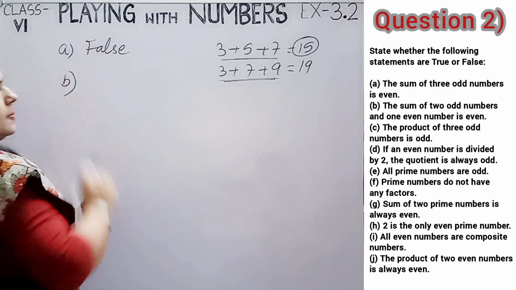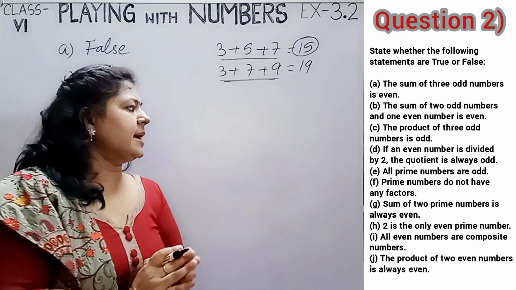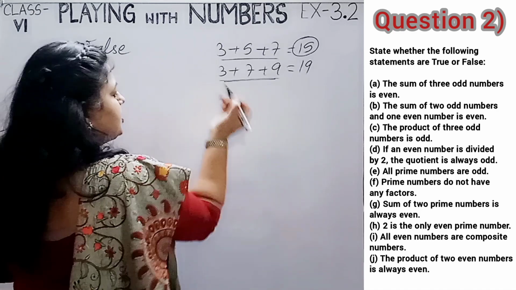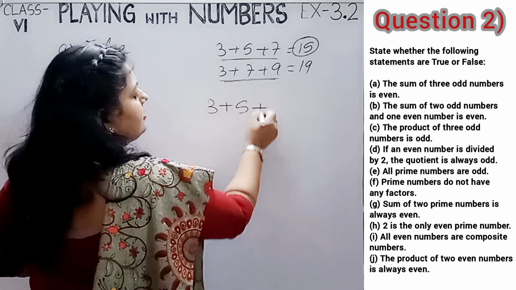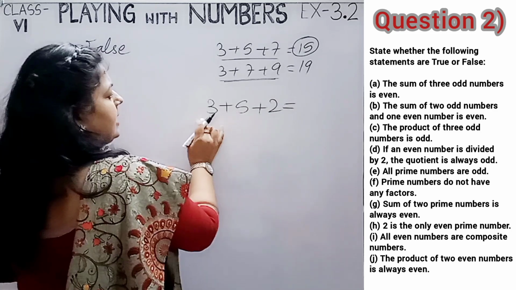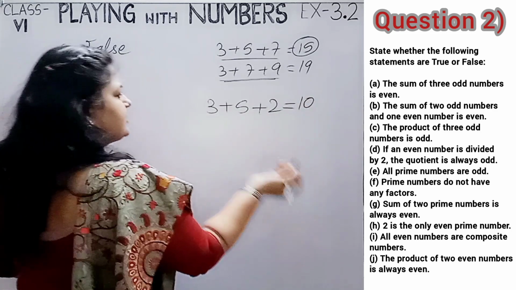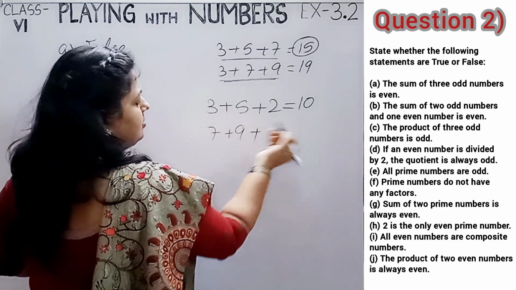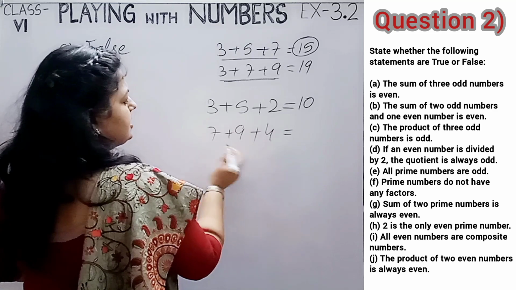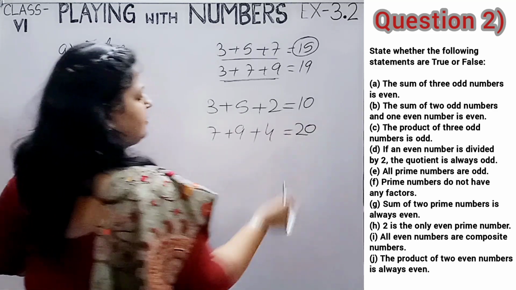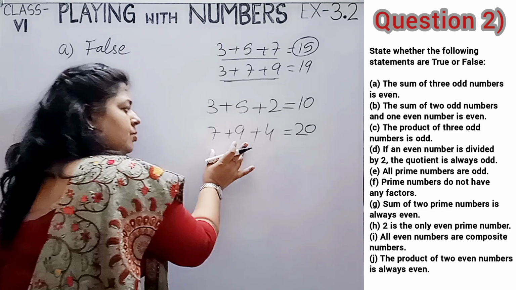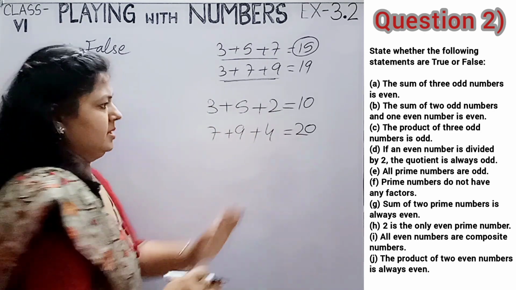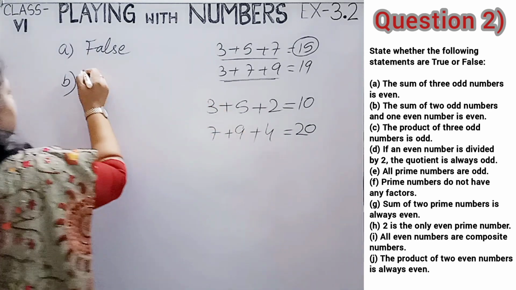B part. The sum of two odd numbers and one even number is even. It means if I take any two odd number and one even number, the result is 5 and 3, 8, 8 and 2, 10. One more example. Two odd number, it means 7 and 9, and any even number, what is the result? 20. It means when we add any two odd number and one even number, the result is even number. It means statement is correct. So, true.